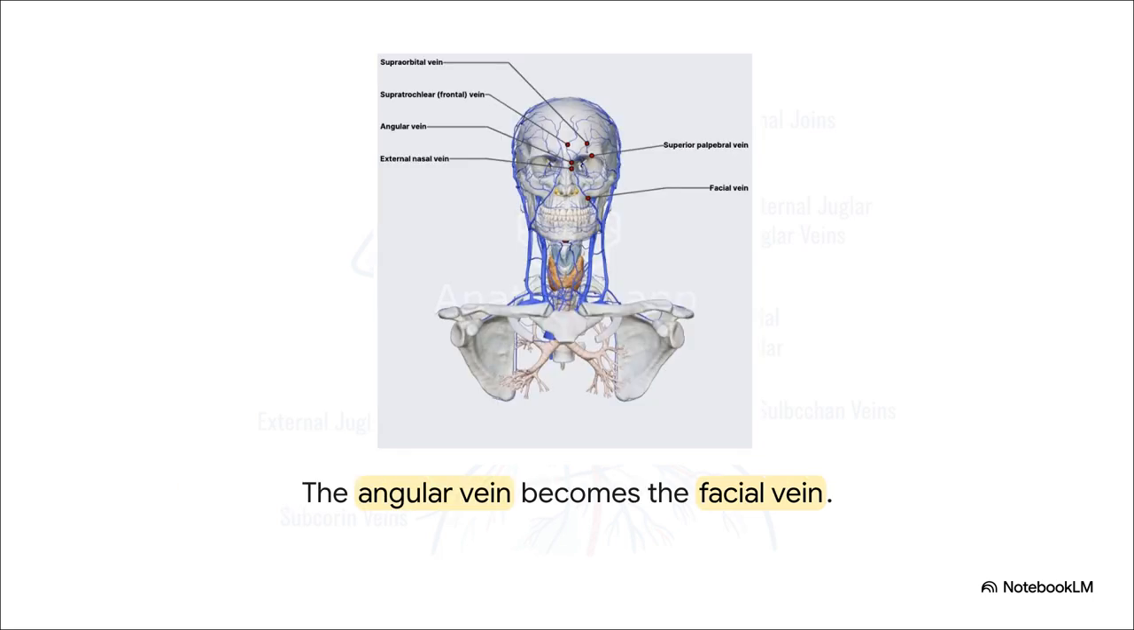Now let's swing around to the front of the face. Look right at the inner corner of the eye. That's the medial canthus. See the supratrochlear and supraorbital veins dropping down from the forehead? They unite right at the root of the nose to form the angular vein. And right here is absolutely crucial. As that angular vein descends just below the inferior margin of the bony orbit, it actually changes its name and continues on as the facial vein. It's quite literally the exact same continuous drainage pipe. It just gets a new name depending on the neighborhood it's passing through.